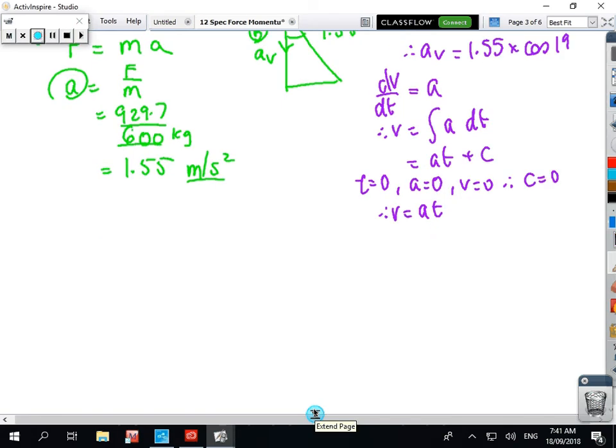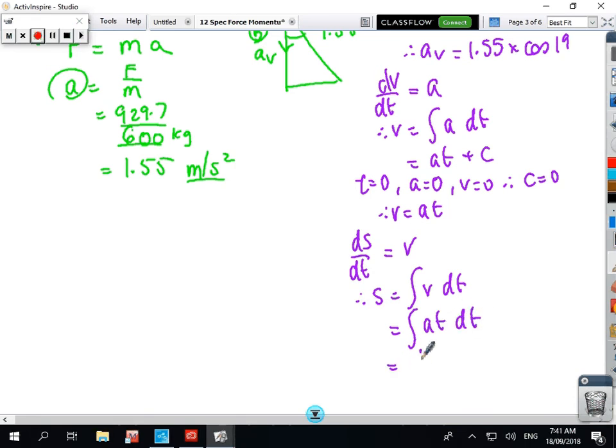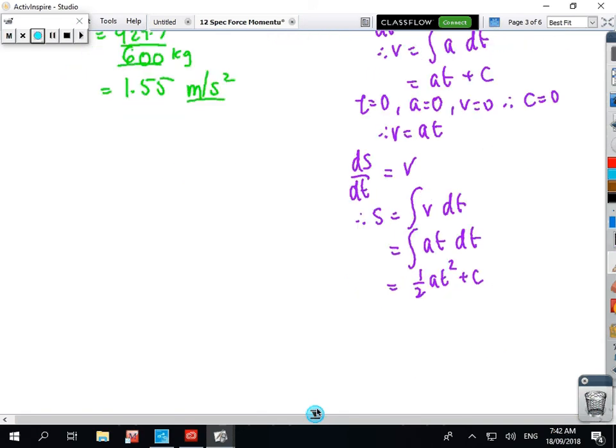Alright, and then we've got the rate of change of displacement is the velocity. So s equals the integral of v dt, which is the integral of at dt, which is half at squared plus a constant. When t equals 0, the displacement was 120, so c is 120. So s equals a half at squared plus 120.